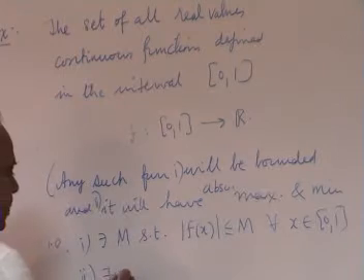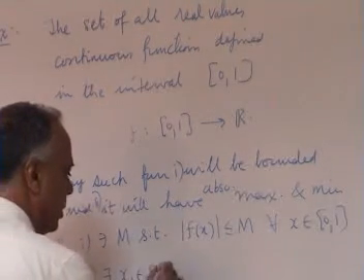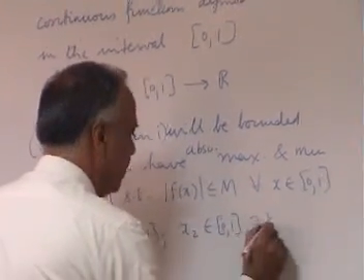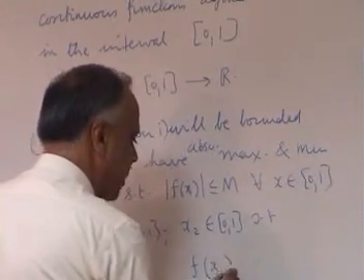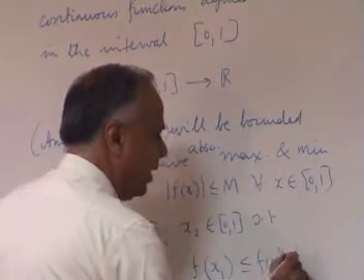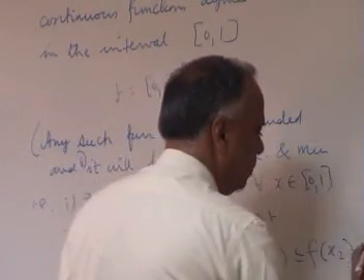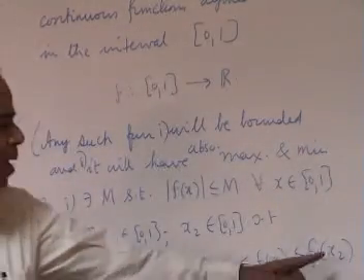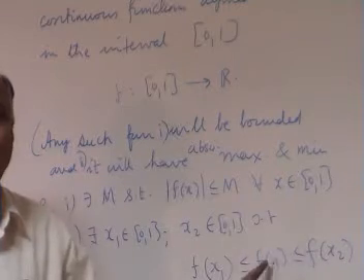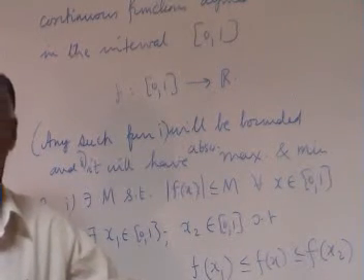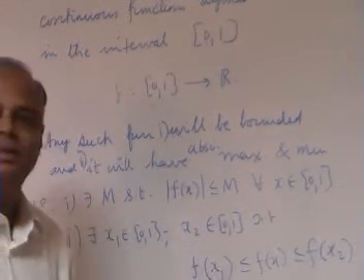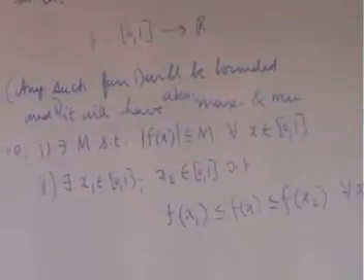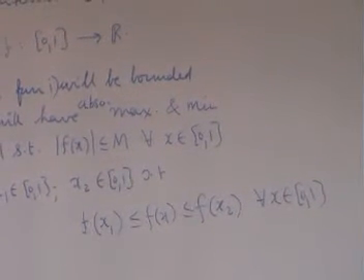Two, there exists a point x1 and there exists a point x2 such that f(x1) is less than or equal to f(x) is less than or equal to f(x2) for every x in [0, 1]. What does that mean? At the point x2 it attains the maximum. No value can be more than the value at the point x2 and no value can be lower than the value at the point x1. So at x1 it has the absolute minimum and at x2 it has the absolute maximum.